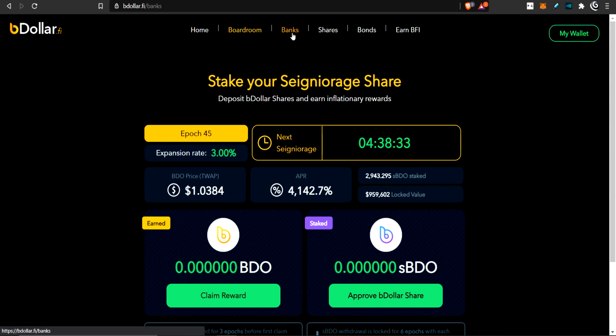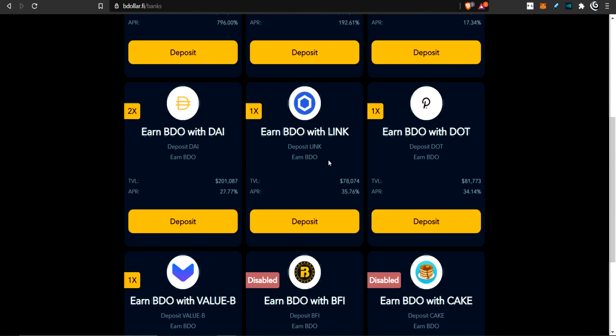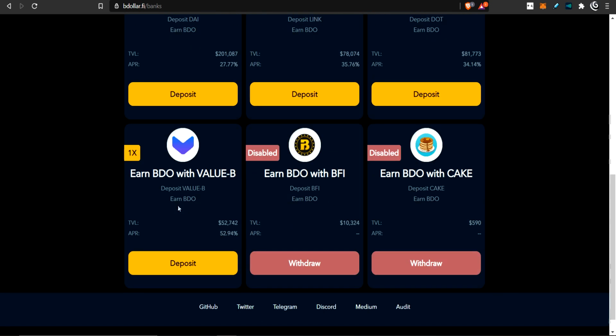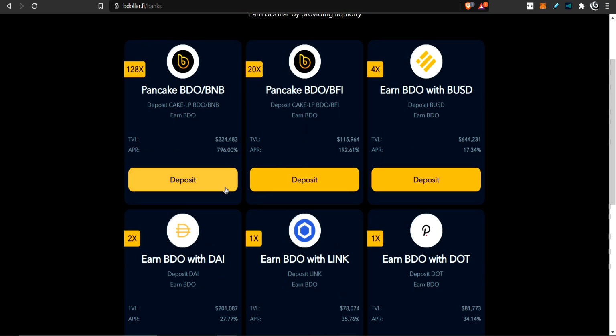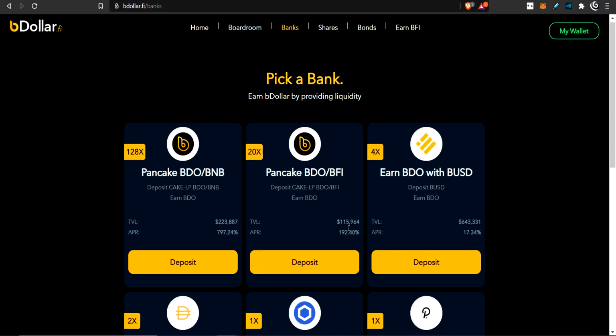Okay, so over to the banks. Now the banks are some places where you can just put other things in to gain some tokens. If you want to gain some bDAO, you can deposit DAI or Link, or there's APYs here. You can stick tokens in here and gain some. Okay, you can put these LP tokens in and gain a little bit more. So it's like 700%, almost 900%. 1000%, but that's not the crazy stuff.